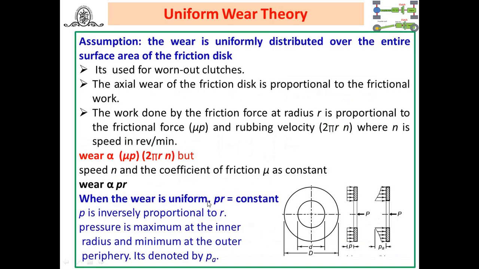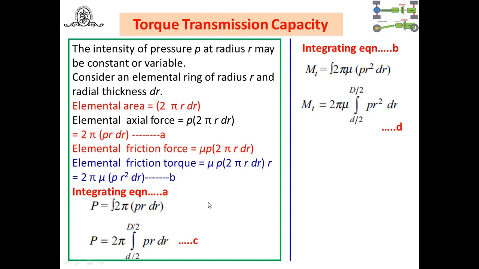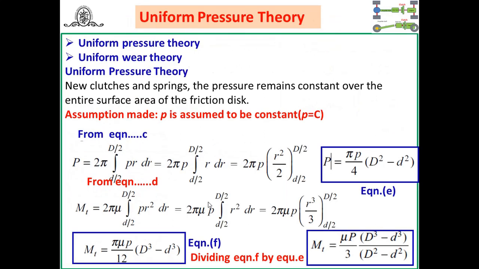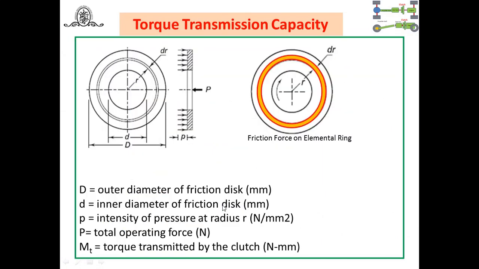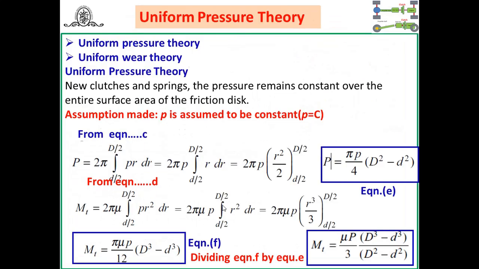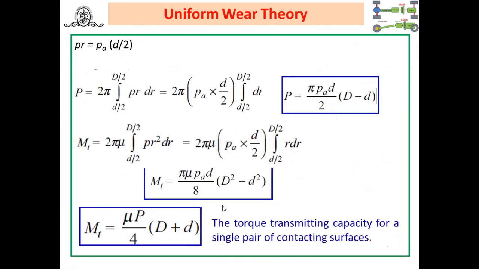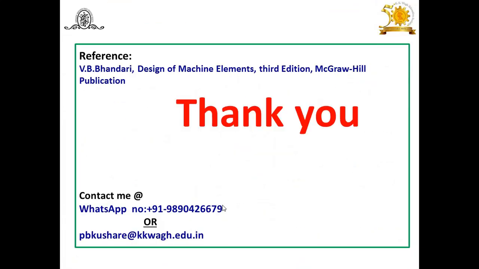Sometimes in examinations, the question may be to derive the expression for the torque transmission capacity of a single plate clutch according to uniform pressure theory and according to uniform wear theory. So you can do this analysis. Okay, this is about the torque transmission capacity of a single plate clutch.